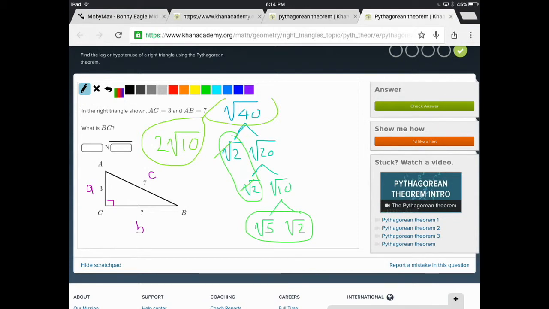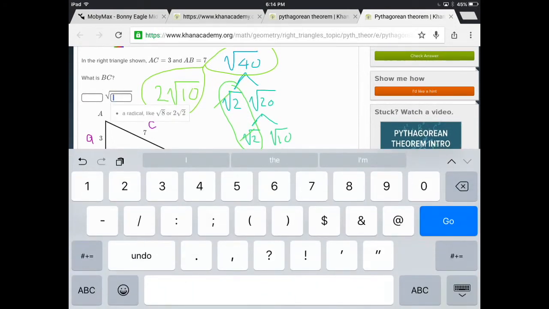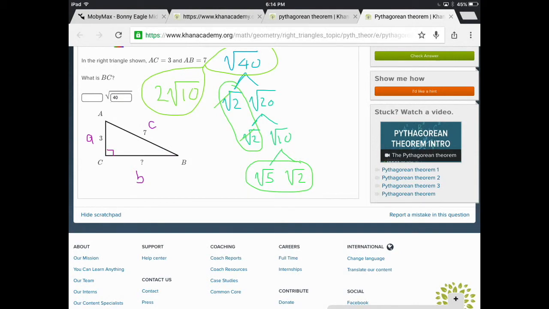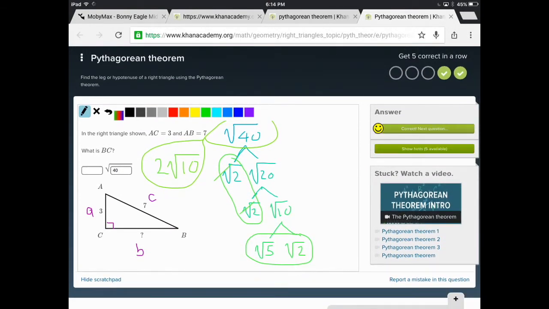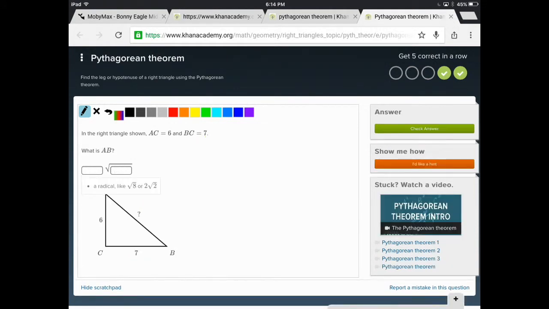Okay, so just to show you that it's not necessarily asking for the simplified form, I'm going to put it in the unsimplified form so that you can see that Khan Academy is perfectly happy with that. Okay, so let's look at another problem, just so that we can really be certain of what we're doing here.